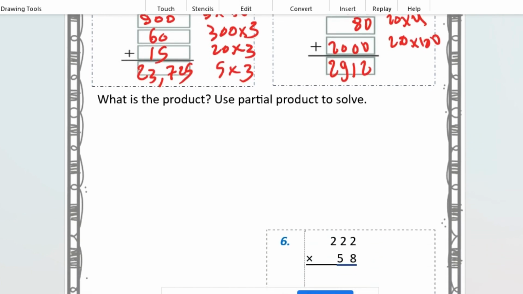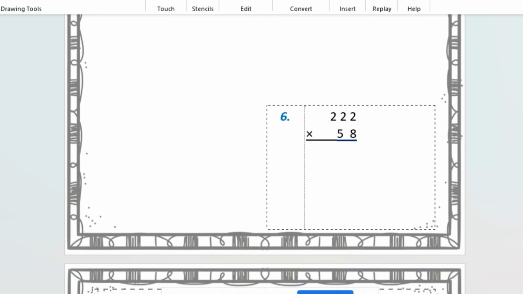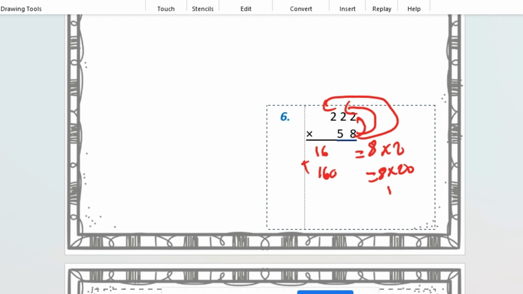Okay, now we want to find what is the product. We are going to use the partial products to solve. So this is pretty simple as well, the same as the previous question. 8 times 2, this is 16. 8 times 20 is 160. 8 times 200 is 1600.